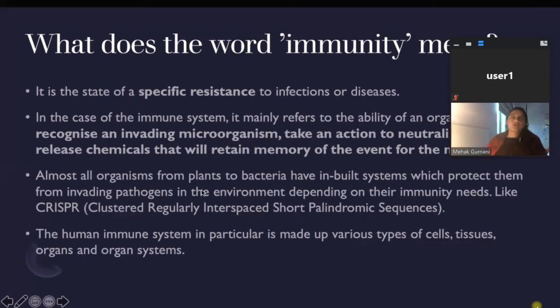So to truly understand what human immunity means, I think we first have to explore what the word immunity by itself means. Just without the scientific definition, it really just means being protected from something, or you're kept safe, essentially. And that's exactly what it means on the scientific basis as well. In fact, it's a state of certain specific resistance to infections and diseases. Specifically, in the case of the human immune system, I like to break it down into the ability of our body or the system to do three things.